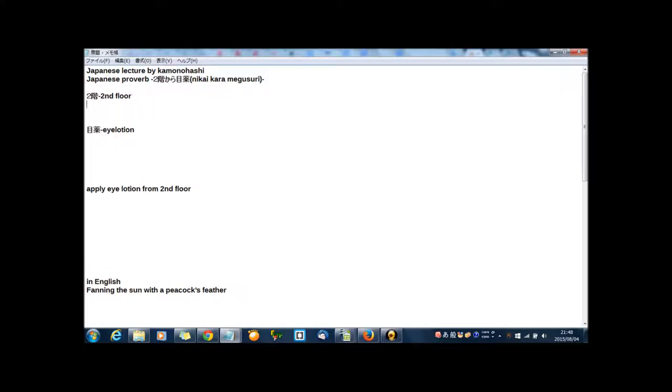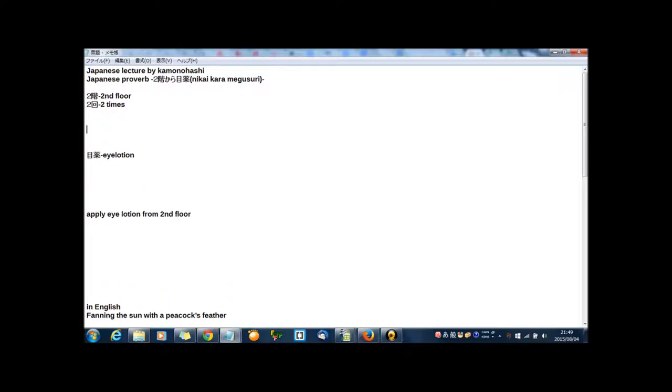But if this kanji is written this way, it is also read nikai, same reading, same pronunciation, and the latter one means two times. And by the way, if you write this, it reads sankai, which means three times, and this one means four times.